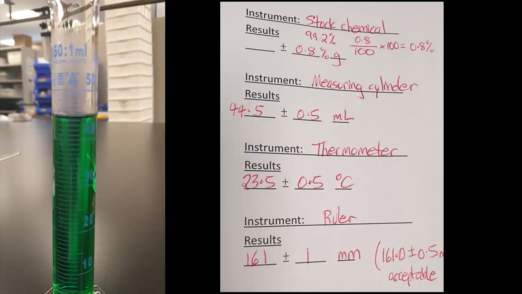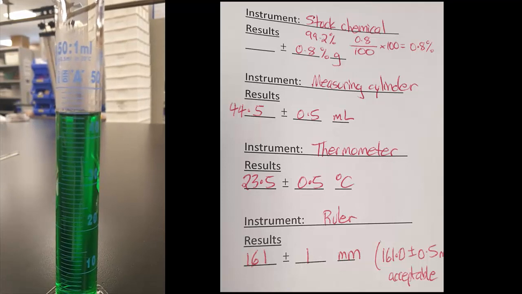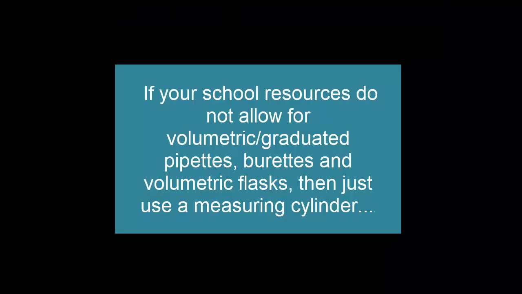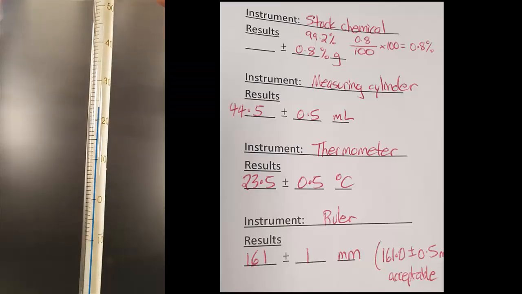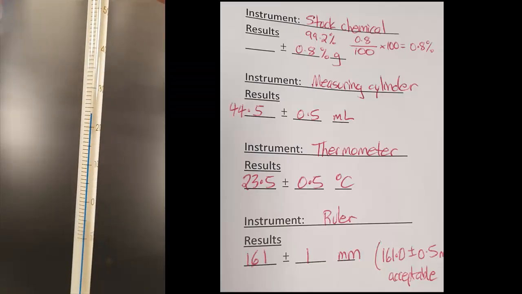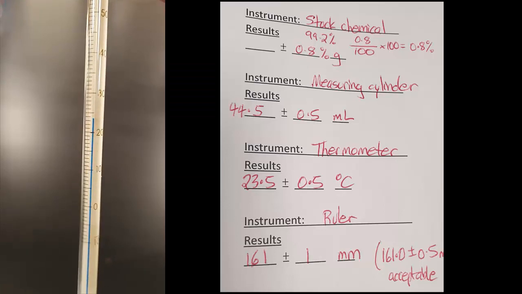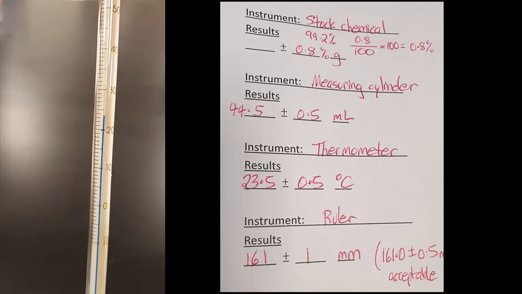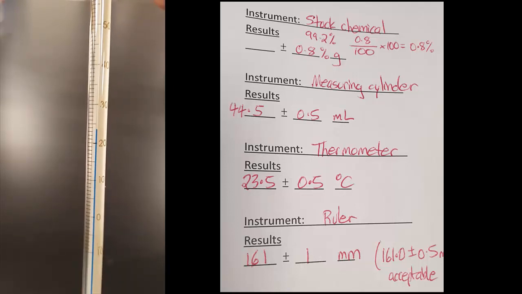Now reading this one carefully, it's to the nearest 0.5, because it's half the smallest increment. This is analog, so all of these ones are analog, so that's half the smallest increment. The thermometer here goes up in 1s, so it's to the nearest 0.5. If it was closer to 24, you'd put 24.0 or 23.0. So remember the point zeros from now on.